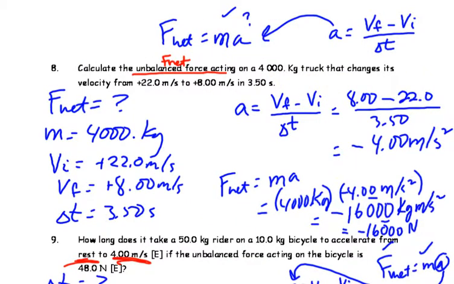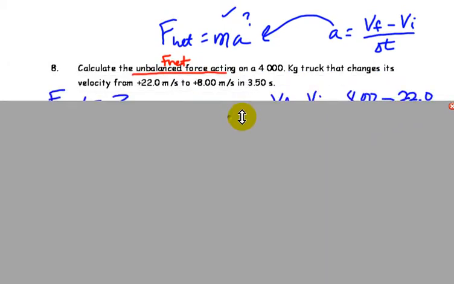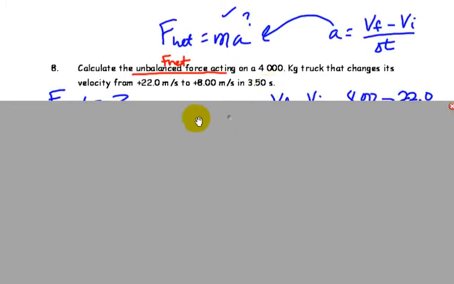Okay, I have another side here. I think that's it. This is the last page, so we'll quickly go through it here. Calculate the unbalanced force on a 4,000 kilogram truck that changes its velocity from 22 meters per second to 8 meters per second. So the plan of attack here, we're looking for the force.